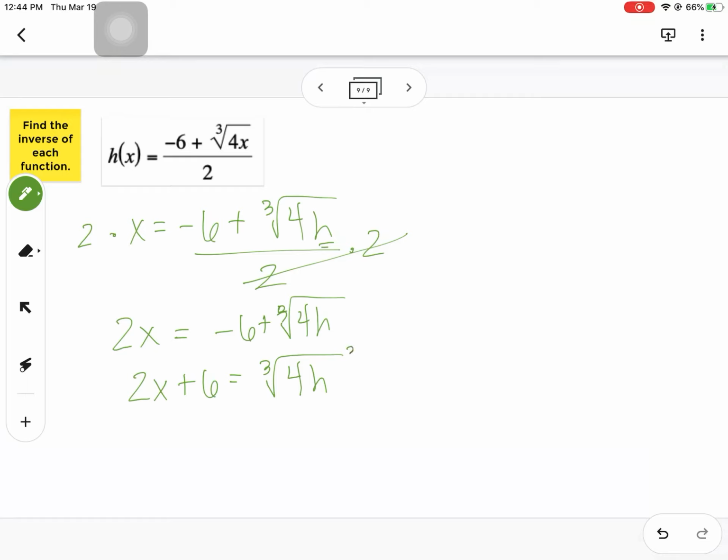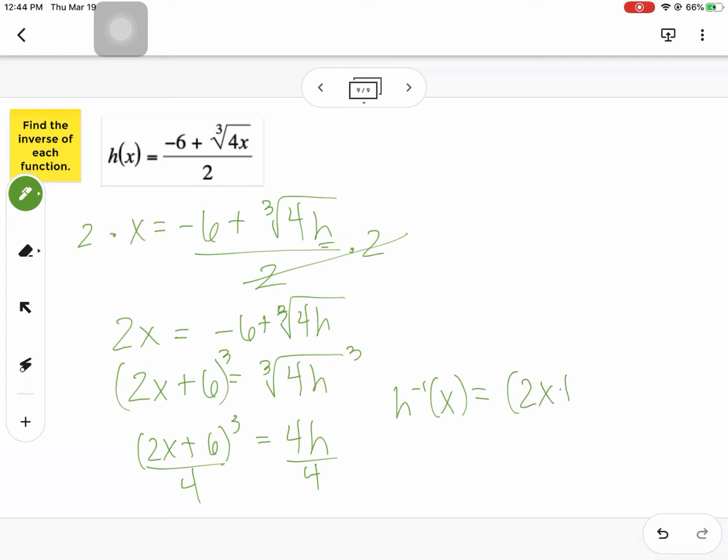And this is where we will actually cancel the radical, cube root. So I'm going to cube both sides. I do not expect you to FOIL that all the way out. That's not the point of these exercises. So your answers won't have that FOILed out. Don't stress about that. And then I'm going to divide by 4. So my inverse of this equation is 2x plus 6 cubed, all divided by 4.